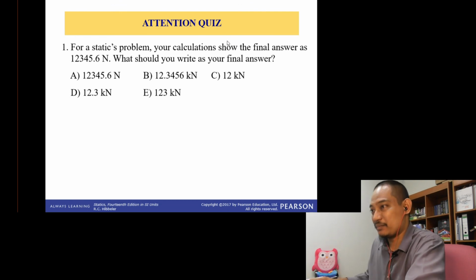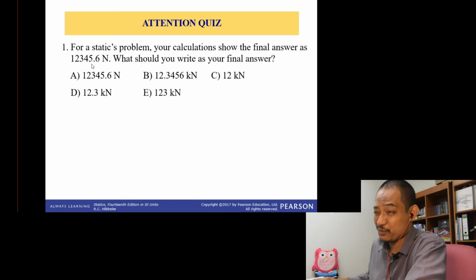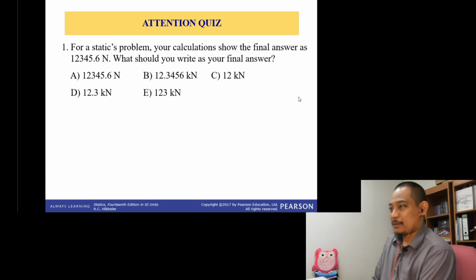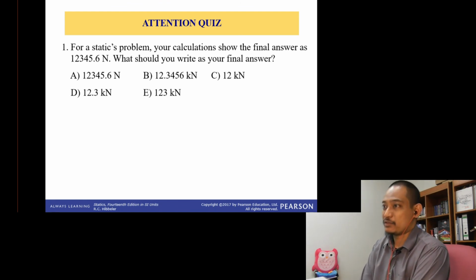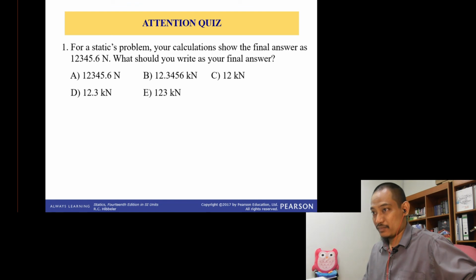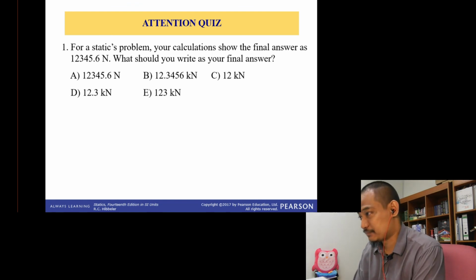based on the 3 significant figures just now, if you calculate your answer is 1, 2, 3, 4, 5.6 Newton, what will you write as your final answer here? Based on your understanding of what was just mentioned, based on the concept of 3 significant figures of the final answer. D.